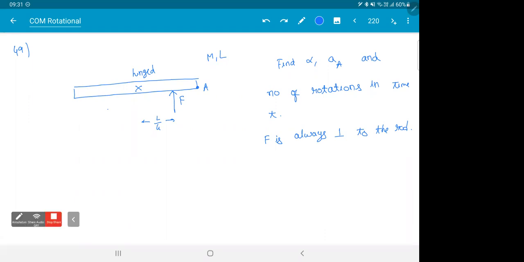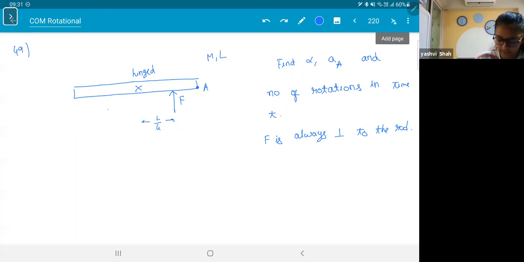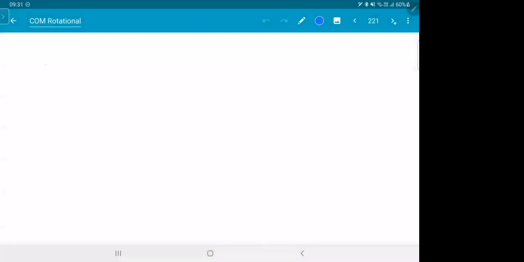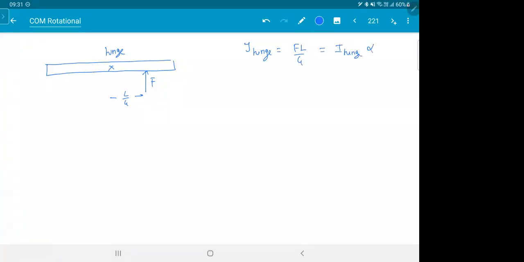Any answers? See, alpha is 3F by mL, I think so. Let's see. So this is your rod. This is the hinge. You're applying force F here, at L by 4. So torque about the hinge would be FL by 4, which is equal to I about the hinge into alpha. What is I about the hinge? ML square by 12, about the center. So alpha would be 3F by ML, right?